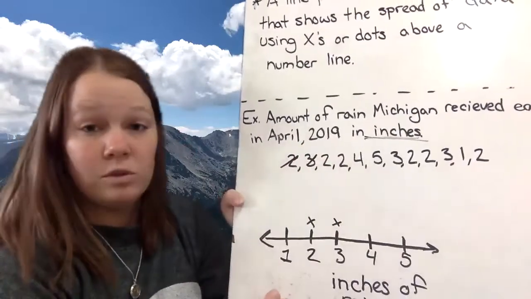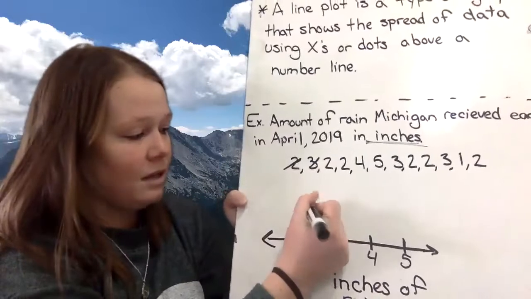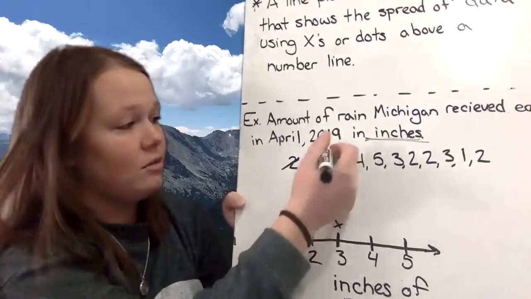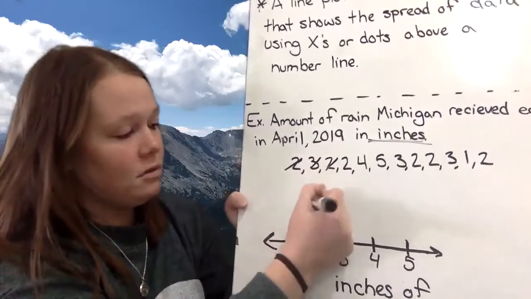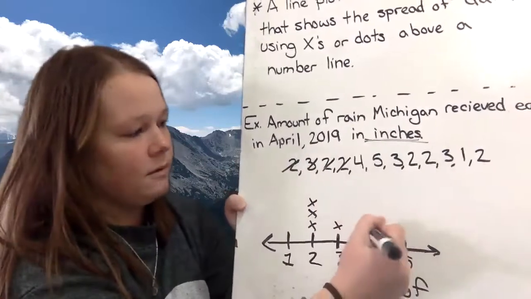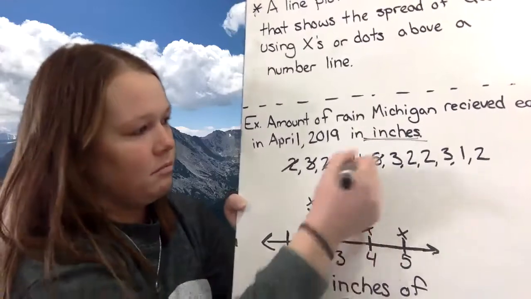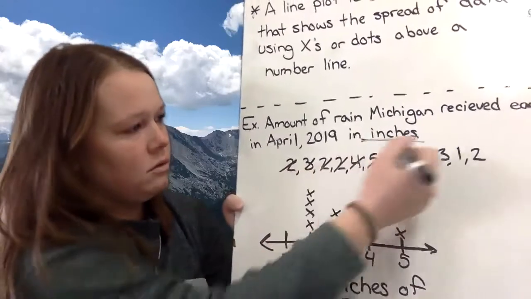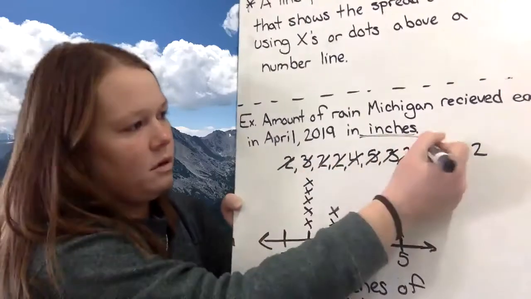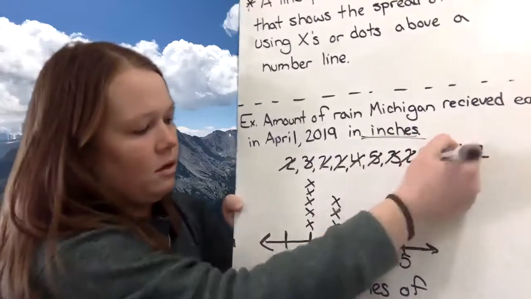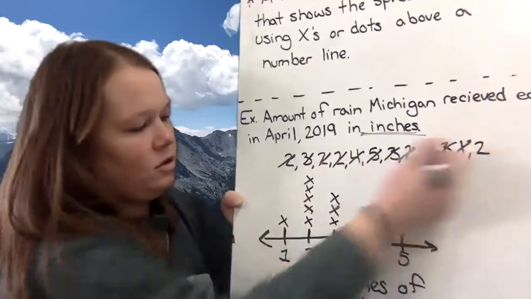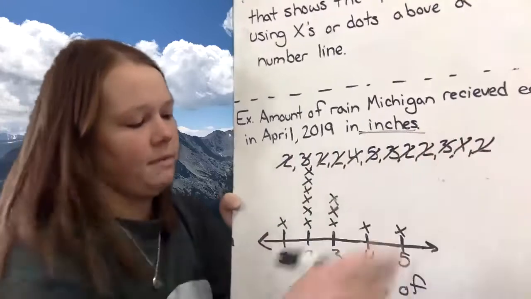I have another 2. So what am I going to do? I'm going to put another X. This shows that there were 2 days that there was 2 inches of rain. Another 2, another X. 4, 5, 3, 2, 2, 3, 1, 2. Okay, so there we go.